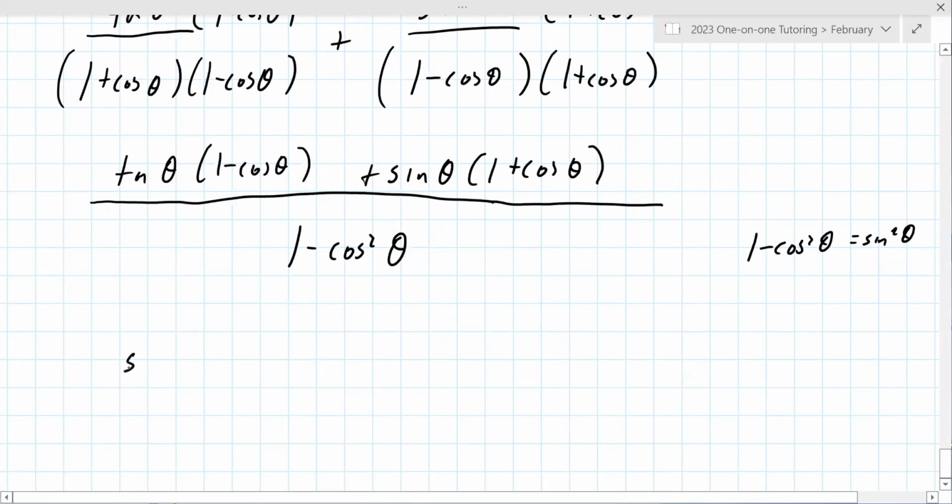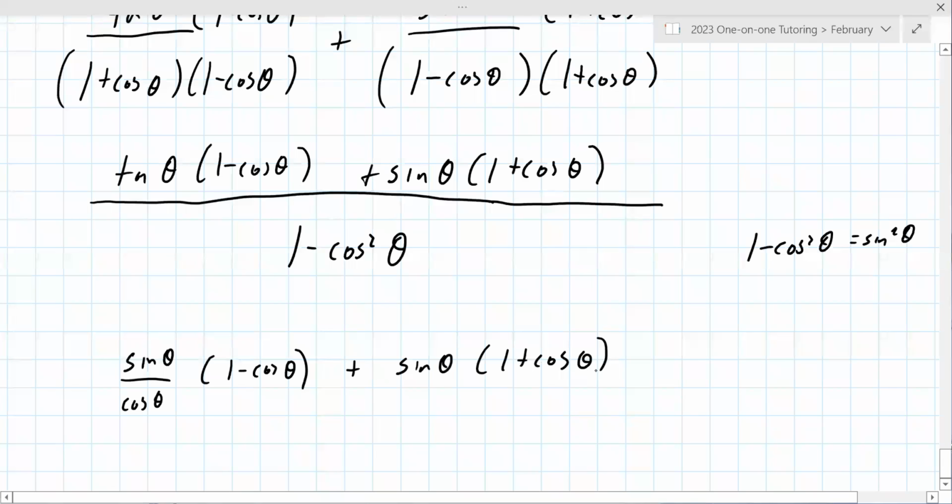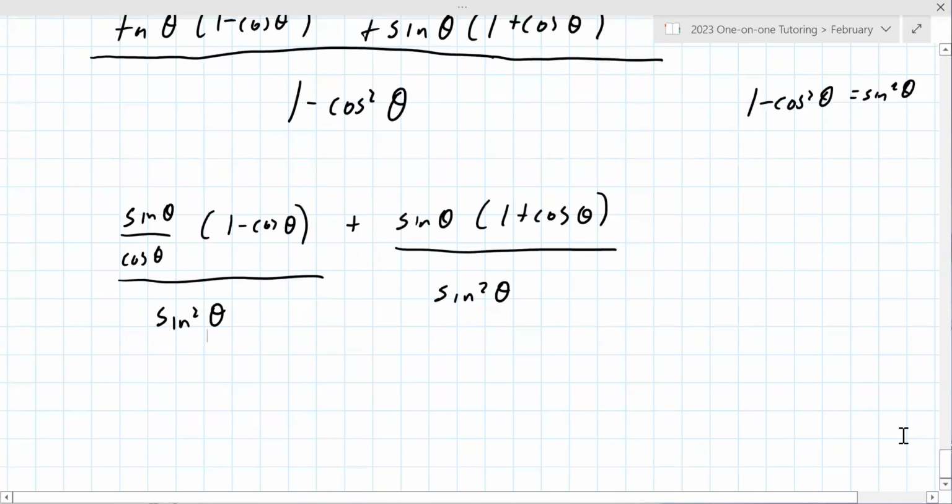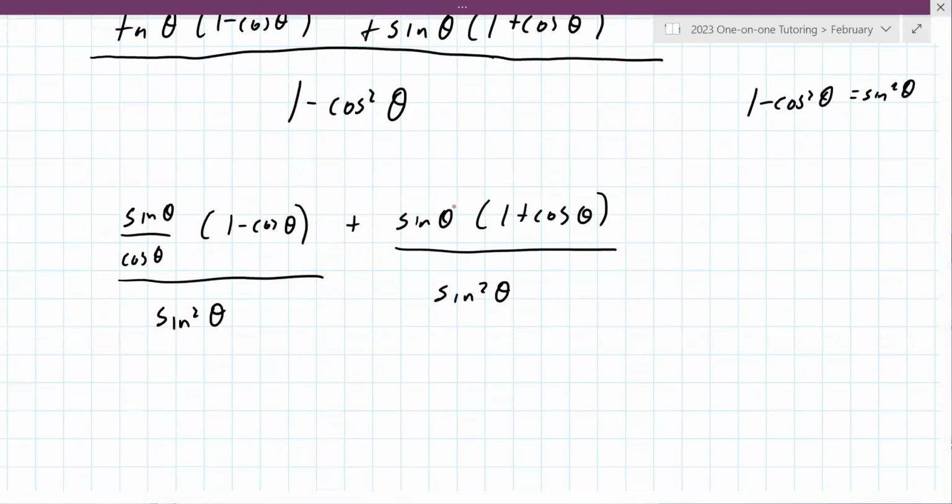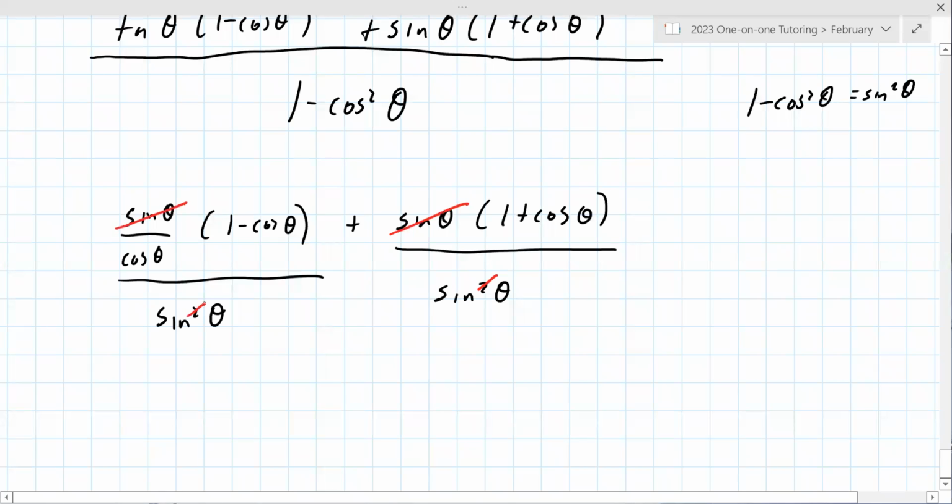So we got sine theta over cosine theta for tangent, plus sine theta times 1 plus cosine theta. This is the top still. Now the bottom is really sine squared theta, but we want to divide each of these by that now. And so what's going to happen here is this sine cancels with that one, and this sine cancels with one of these. So there's a lot going on here. Some of them are fast, some are not.